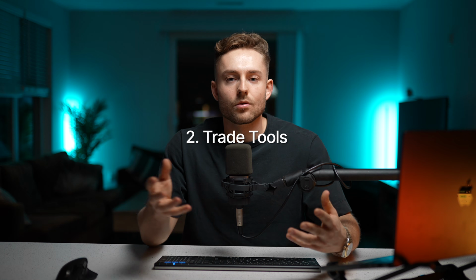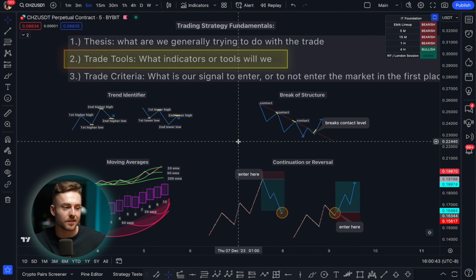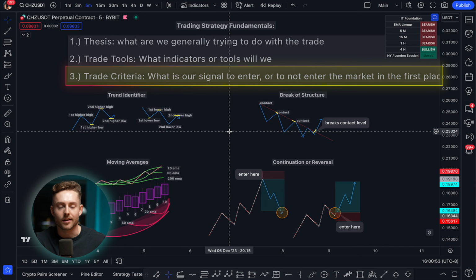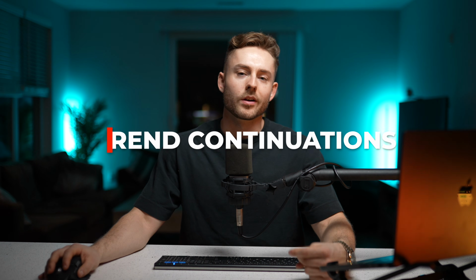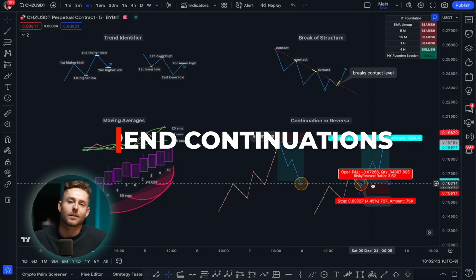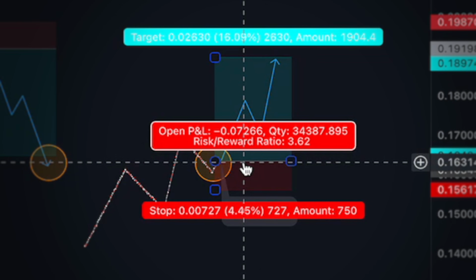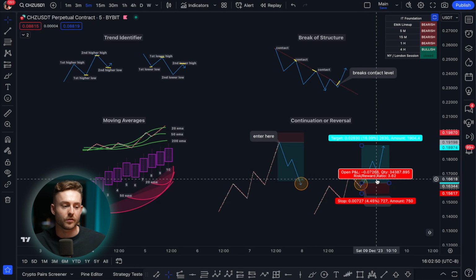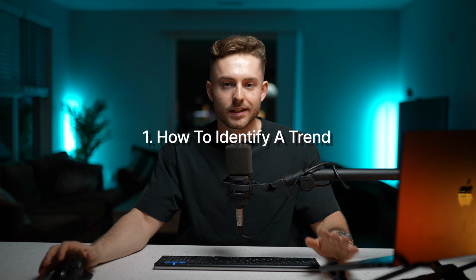Second thing is, what are the tools required to be able to trade these systems? The third thing is, what is our trade criteria? So what are our signals to enter the market, exit the market, or not even get into the market at all? So for these systems today, we're going to be trading trend continuations, meaning we're identifying trends in the market and then trying to get into those at the proper time to be able to ride those trends up and capitalize on those moves. But first, we need to figure out how to properly identify a trend.